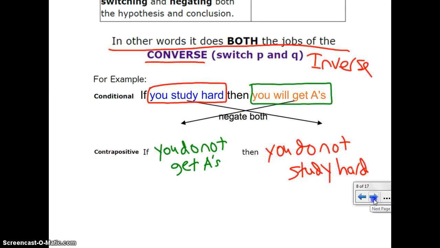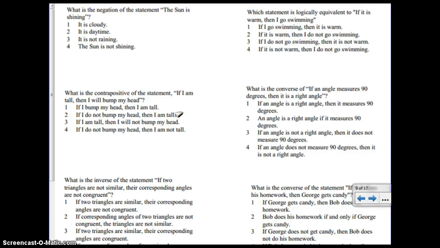Let's see how this actually works in action. We'll look at two problems together. So let's look at this first problem. It says, what is the negation of the statement, the sun is shining? So with negation, negative, we think, okay, that's the inverse. And for inverse, we just simply negate it. So the opposite of the sun is shining would be, the sun is not shining, you know? That's number 4. Perfect. That wasn't so bad. Well, let's look at number 2.